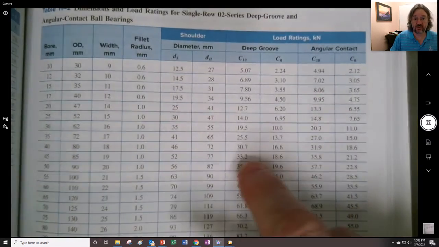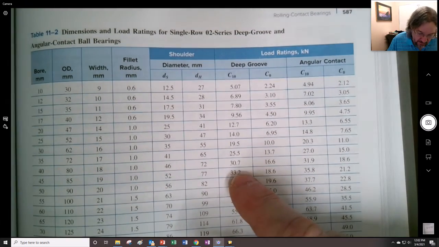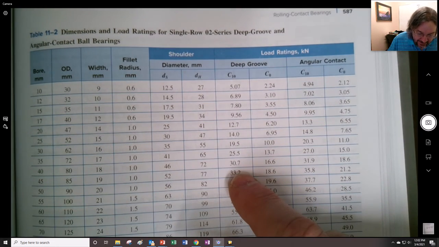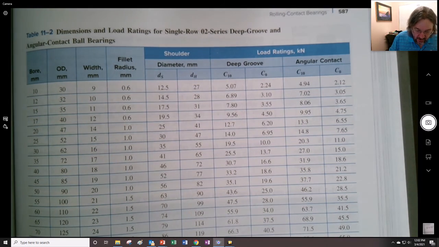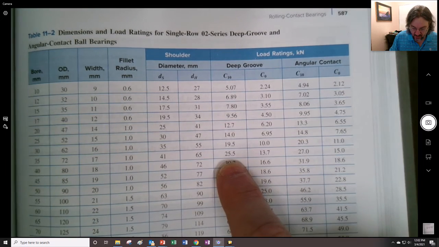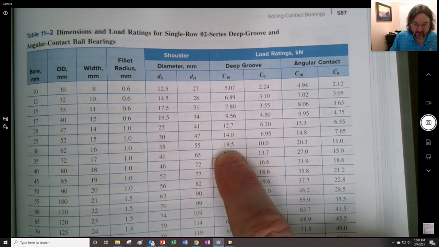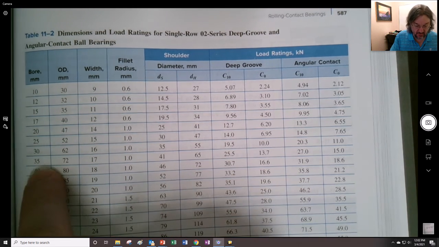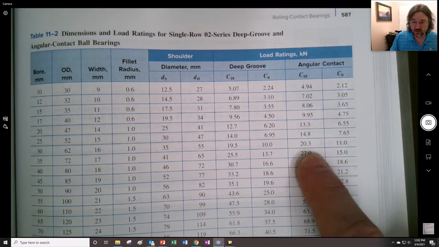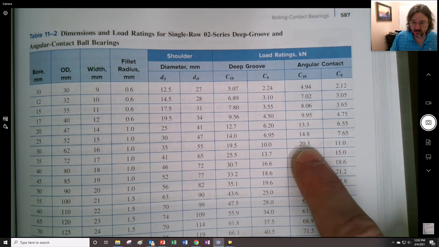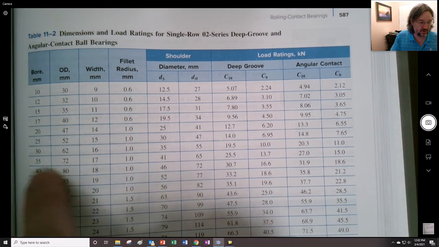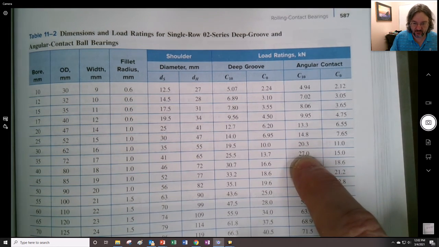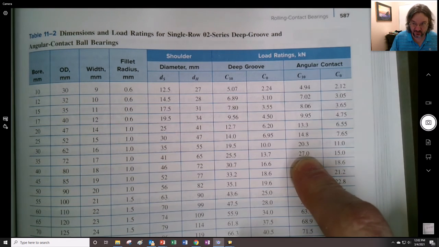So we come into our table, and I think they said to use a deep groove again. They didn't say. Let me double check. Yeah, I don't see that it says deep groove. So we could go down and see that 19.5 is not enough for us, 25.5 is. Once again, it ends up being a 35 millimeter deep groove. If we were to come over here instead, we could also use a 35. So that's kind of boring, right? Both of them came out to be 35 millimeters.